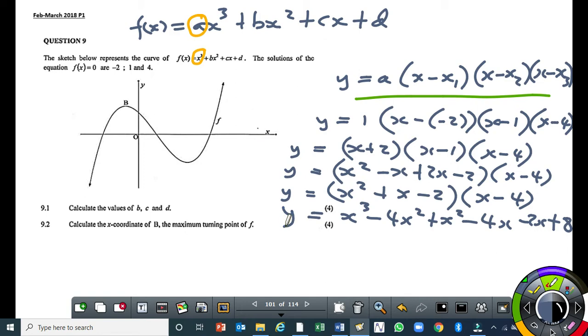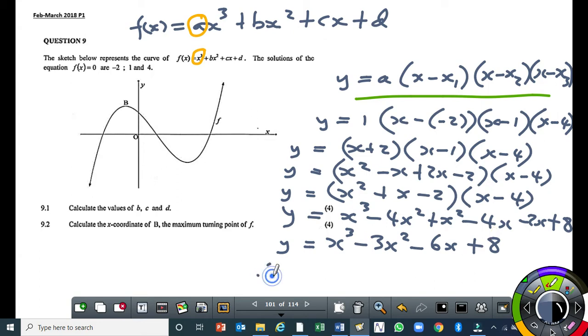Then let's simplify that. So our final answer will be y equals x cubed minus 3x squared minus 6x plus 8. So that's the final equation. And I want you to be aware that this equation starts with f of x, but mine starts with y. It's the same thing. You don't have to get confused. I write a y, but there is f of x. It's the same thing.